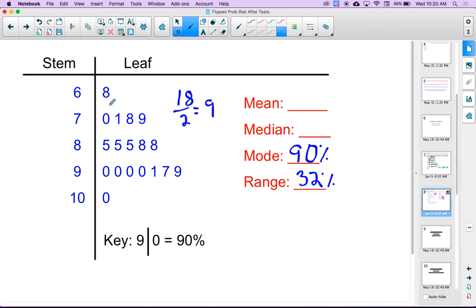So let's count that out. 1, 2, 3, 4, 5, 6, 7, 8, 9. I'm going to draw my line after it. And those 2 numbers are going to be my 2 middle numbers. There are 9 digits down here. There are 9 in the upper half. So if I have 2 middle numbers, I add them together and divide by 2. If I do that, my median is 88.